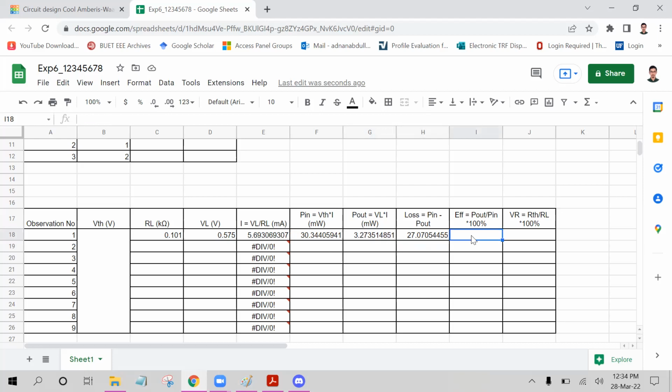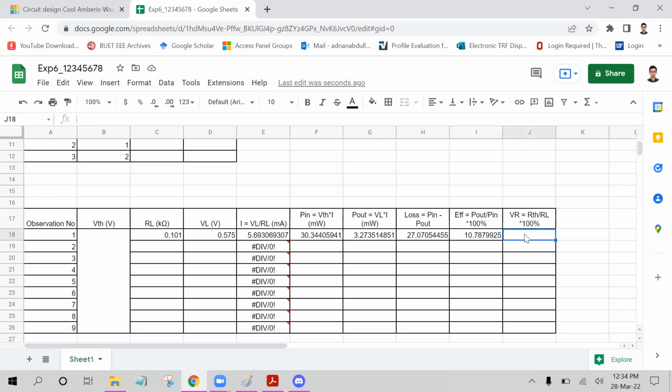Next, efficiency. This formula is written in percentage term. Output power divided by input power into 100%. Okay, so let me write it. Where is the output power? Here, divide by input power into 100. That is the efficiency in percentage.